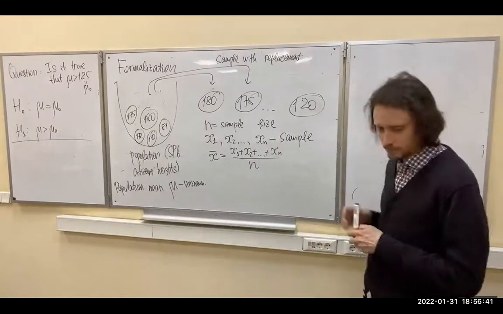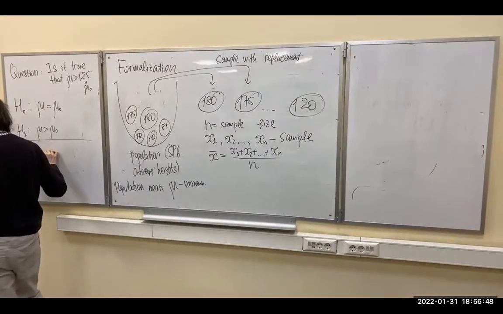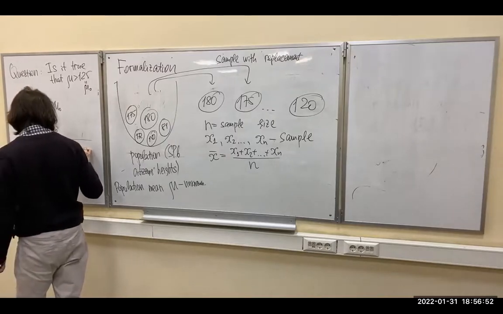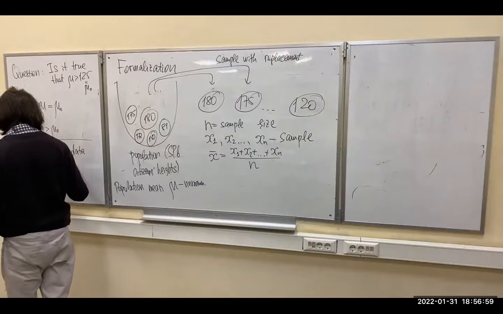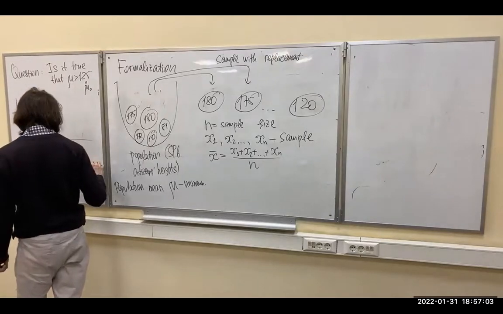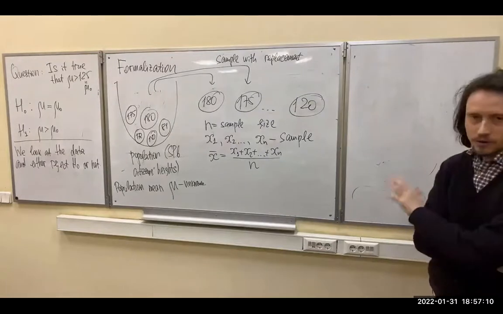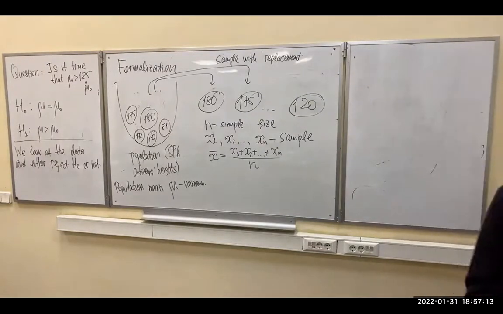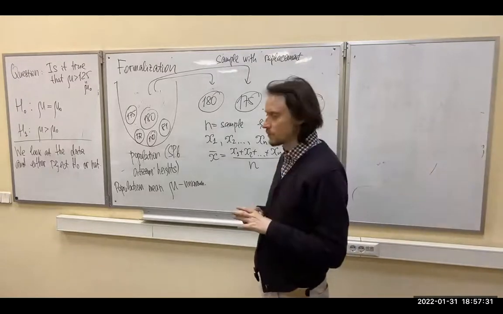So, we look at the data. And either reject the hypothesis or not. Okay, so now my goal is to describe how would you make this decision. And to do so, I have to recall some facts from the previous lesson from central limit theorem. And actually, what is the idea?